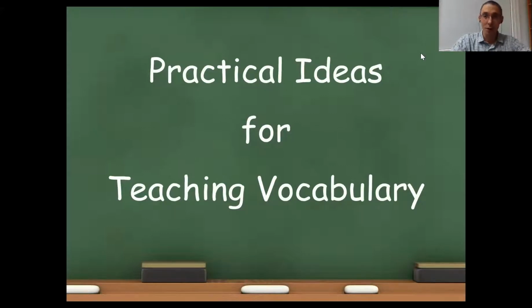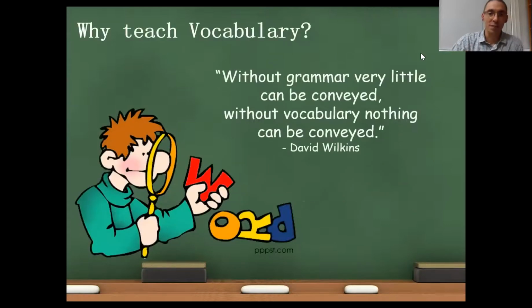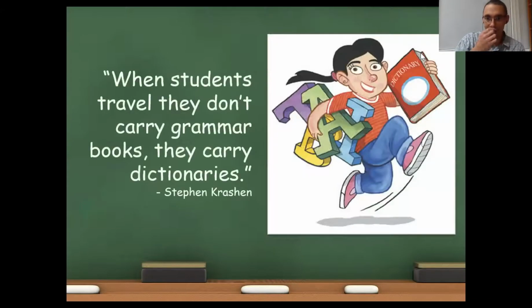So first of all, I wanted to start with just some practical ideas, focusing on vocabulary. Why vocabulary first? Because vocabulary, we have to start somewhere. We have to begin somewhere. And while grammar is important to add structure to the English language, vocabulary is the actual essence of the language. And so that's what we start with. And that's what I'd like to focus on right now. As they say, when students travel, they don't carry grammar books, they carry dictionaries, which is very true.